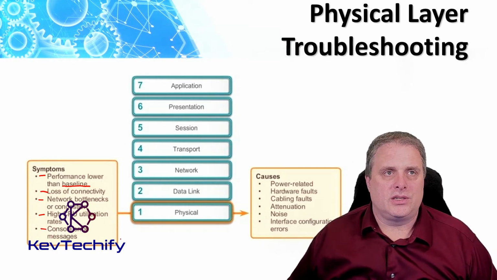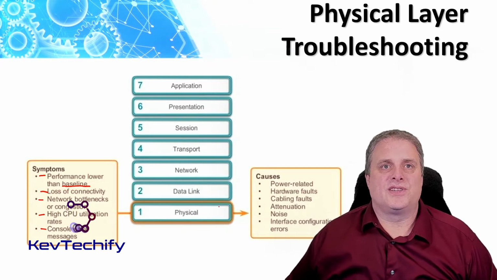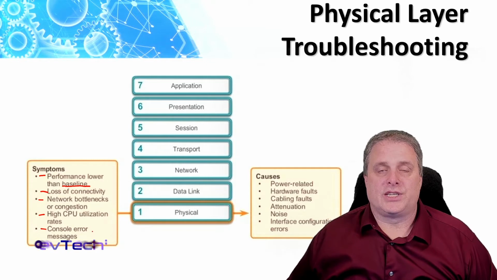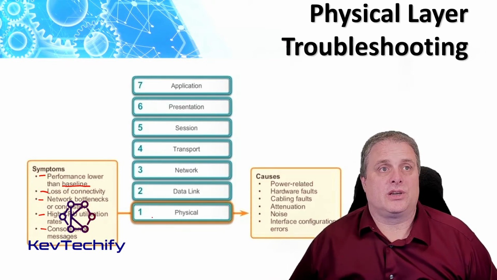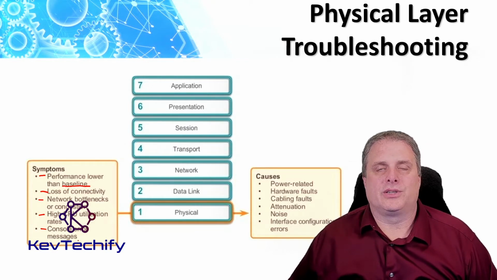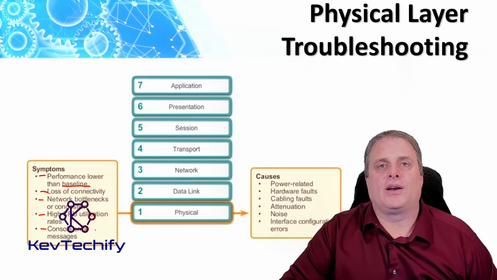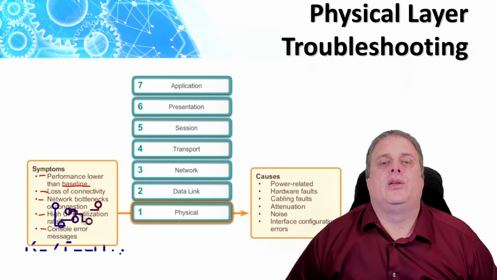And the last symptom here is console error messages. Now, these error messages are reported on the device console and could indicate a physical layer problem. And if you have a syslog server set up, they will hopefully be sent to your syslog server. Console messages should be logged to your central server. That way you have a record of them, and hopefully you have some software there that will then notify you there's a problem.